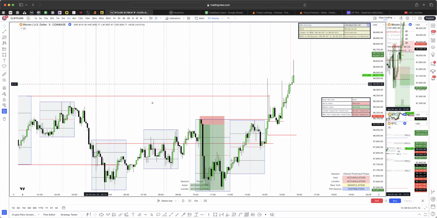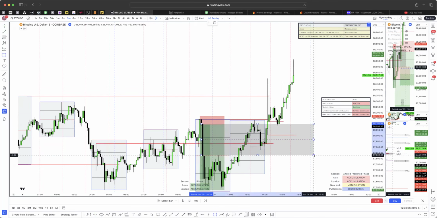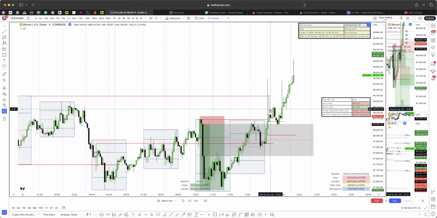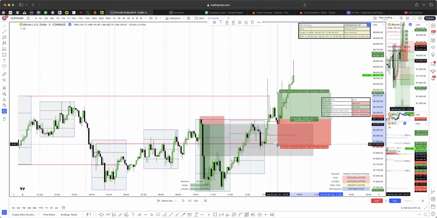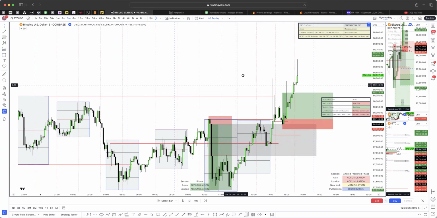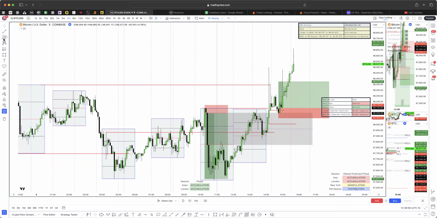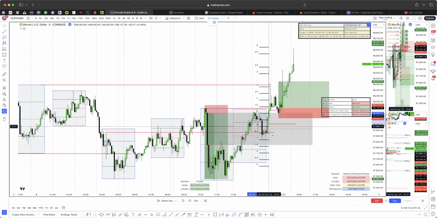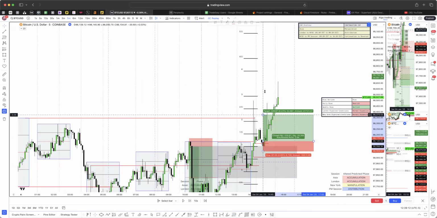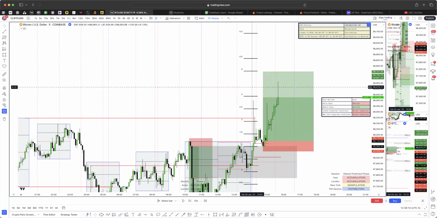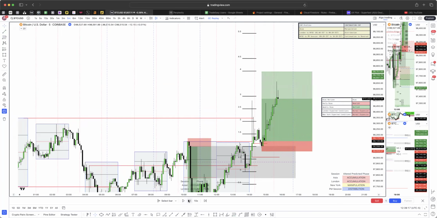Yes, here. See that? Here's the reaction and then it failed. That's the one. So then you will buy here, stop loss here. Where's your take profit? Your take profit is going to be this. Do this. Do this. Partials and break even.